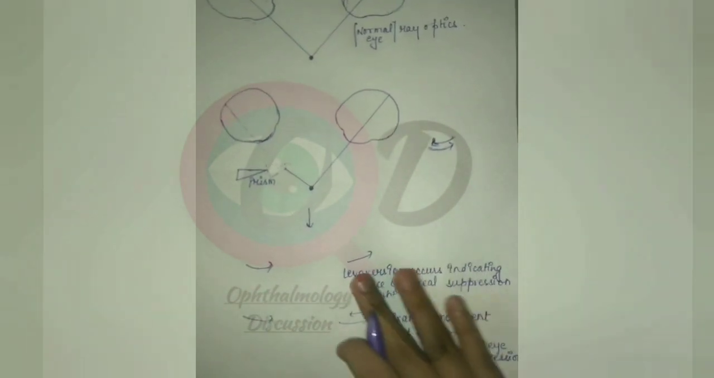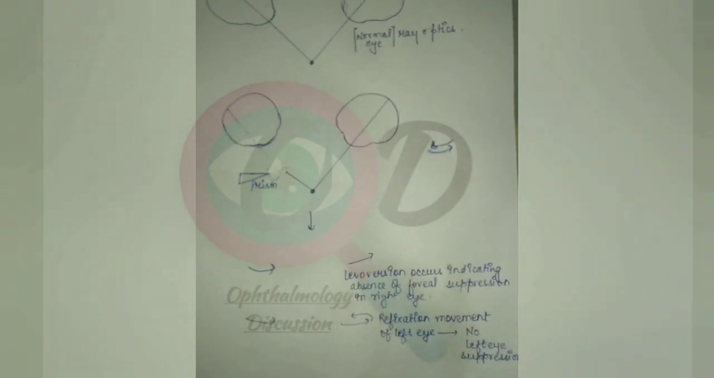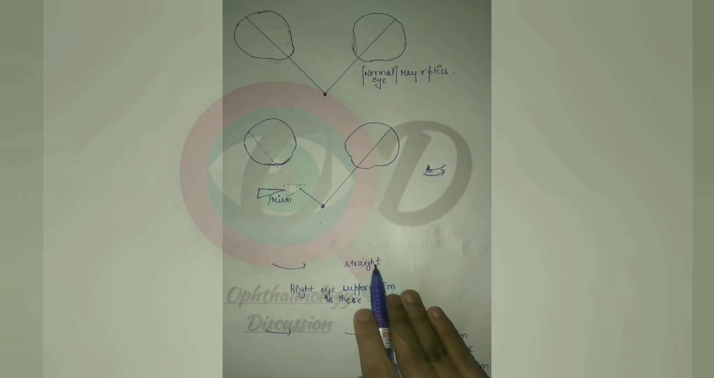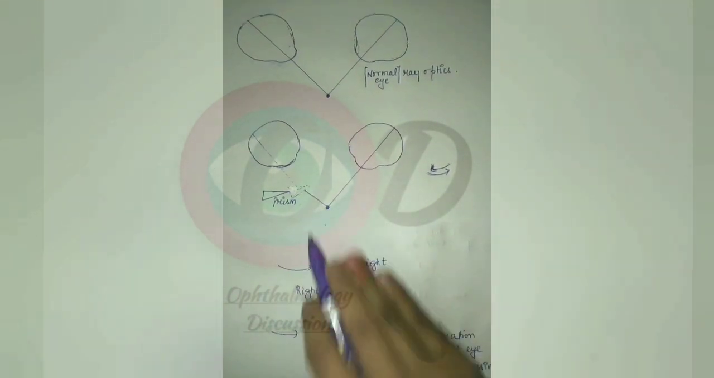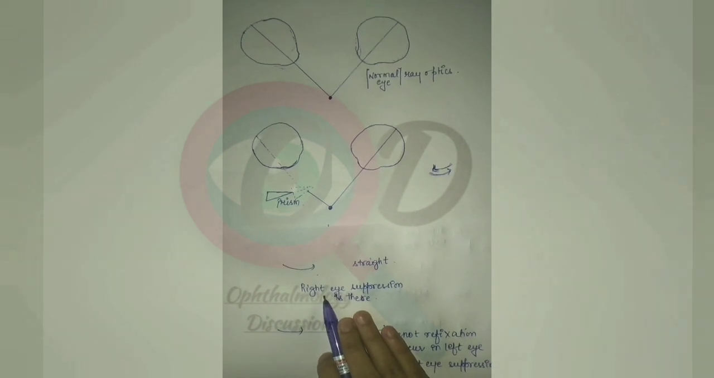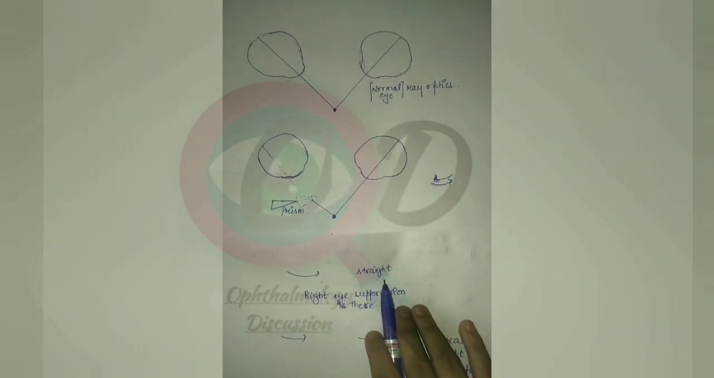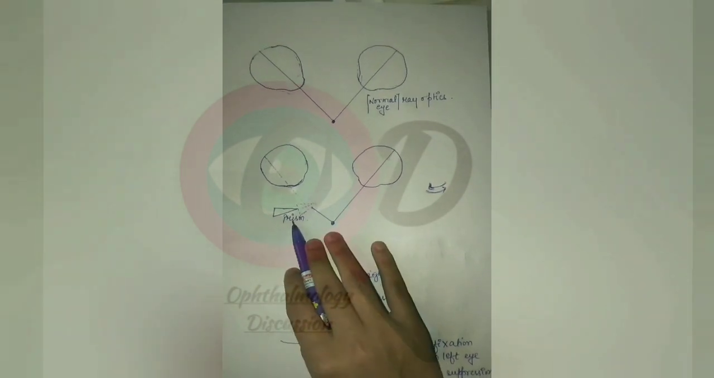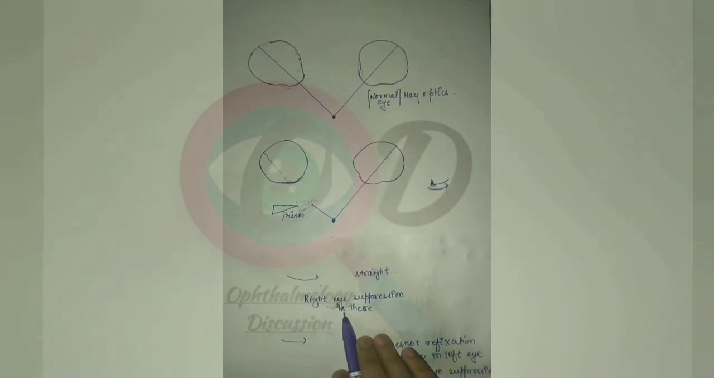If there is no movement of the left eye after seeing the movement in the right eye, then right eye suppression is there. Okay, this eye is going to be straight and this eye is having a movement. After placing the prism here, then the right eye suppression is here.